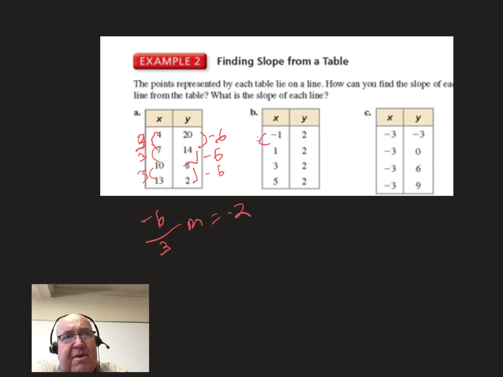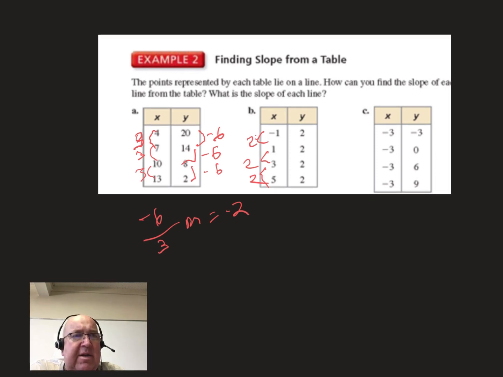Alright, x value in b goes up 2, goes up 2, goes up 2, and the y value stays the same, so there is no change in y, so that's 0 over 2, m equals 0.